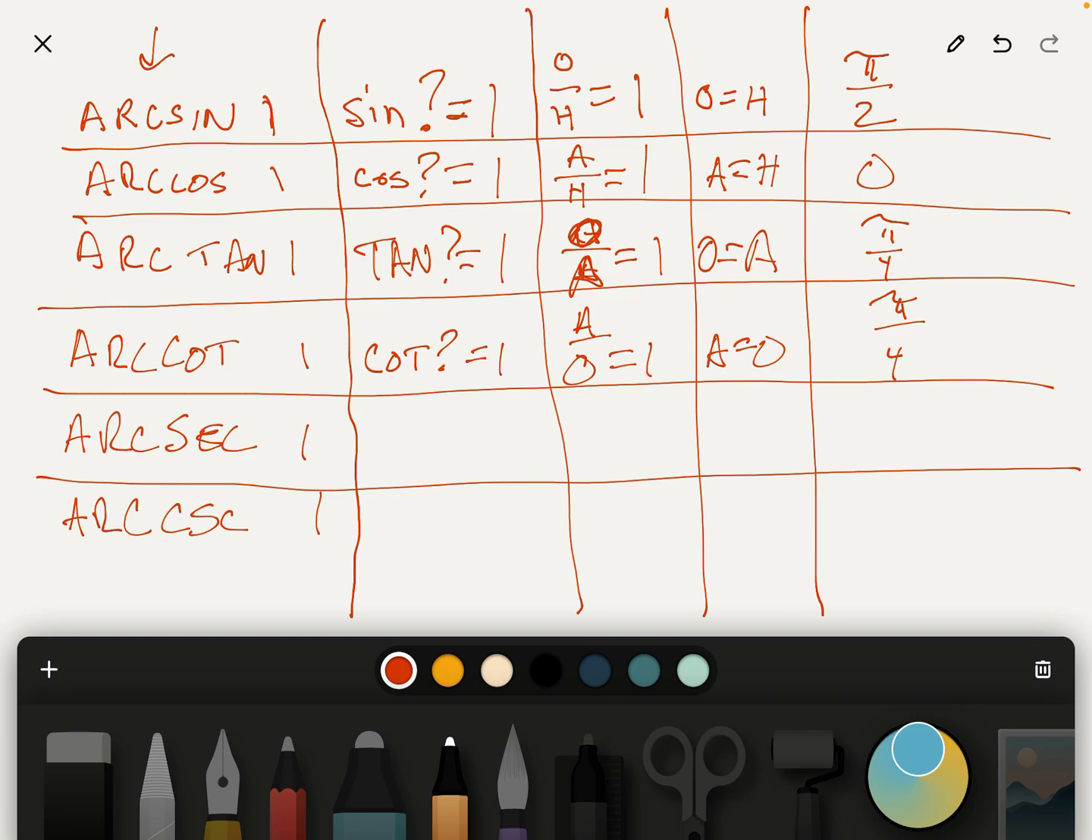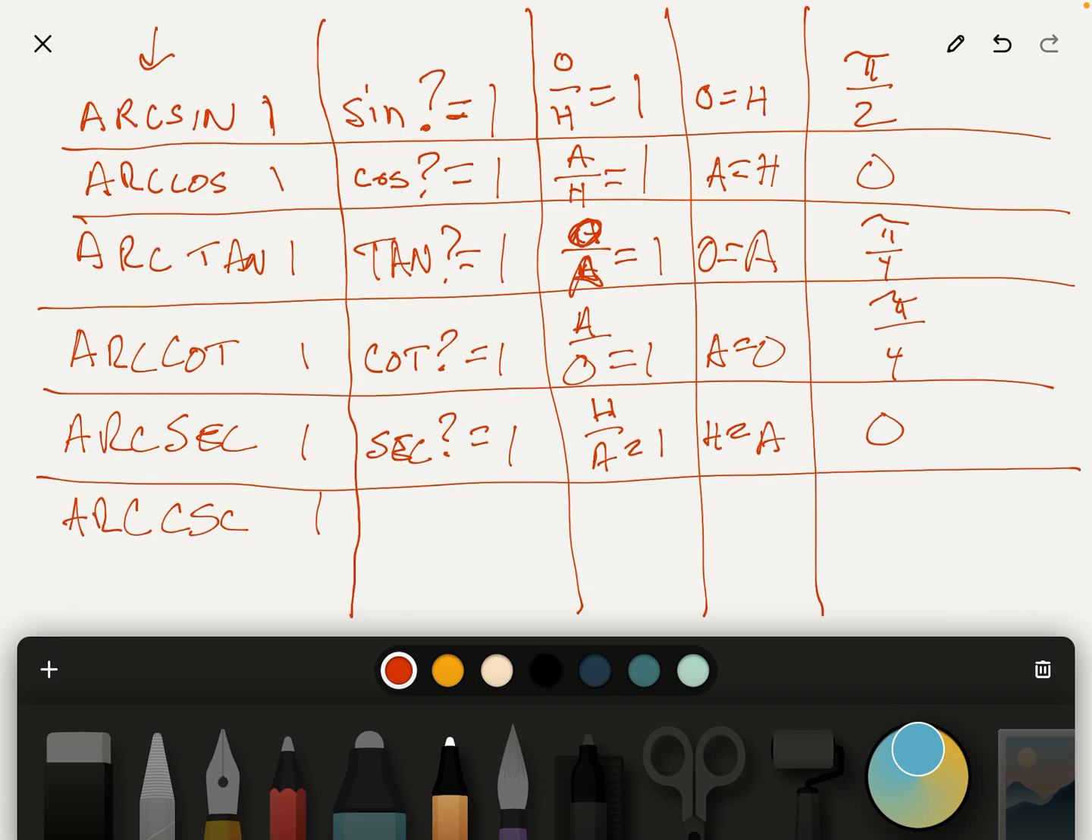Arcsecant. For what angle does the secant equal 1? Well, let's see. Secant is the reciprocal of the cosine. So we're talking about h over a equals 1, or h equals a. That would be 0 again. Well, that makes sense. It's the same angle when the cosine equals 1.